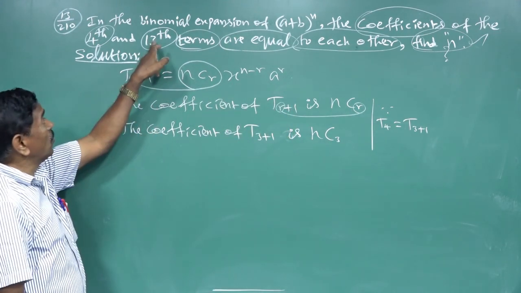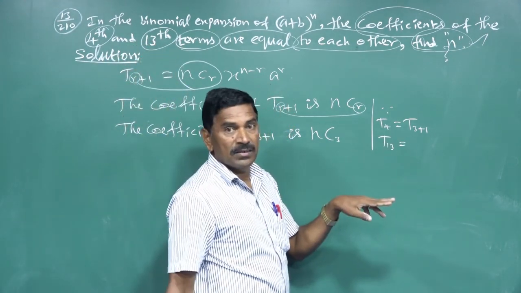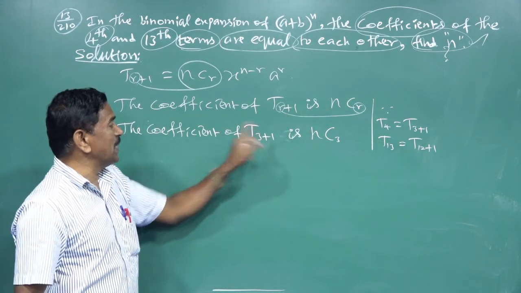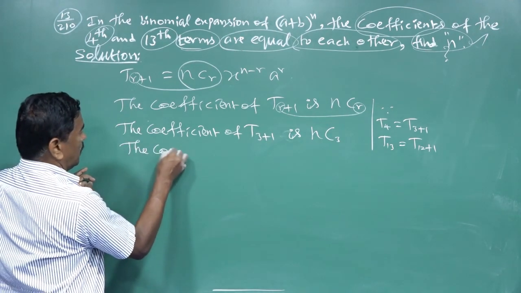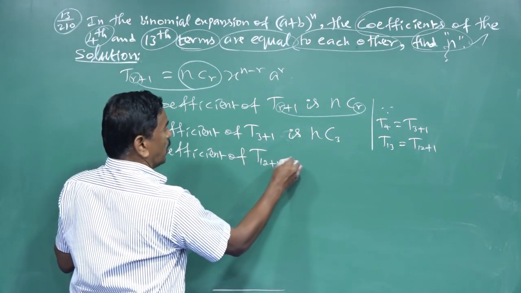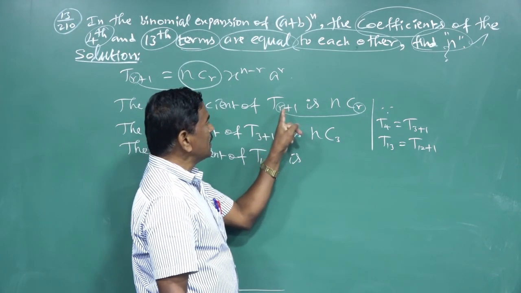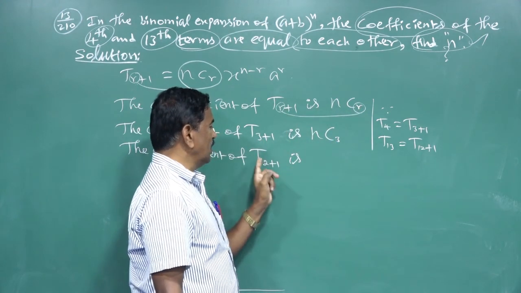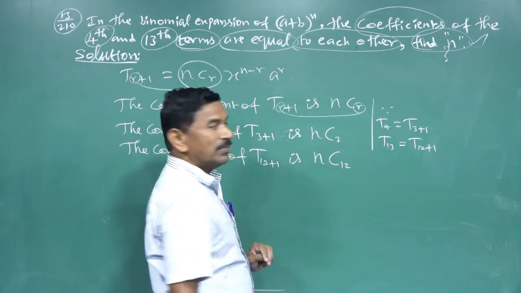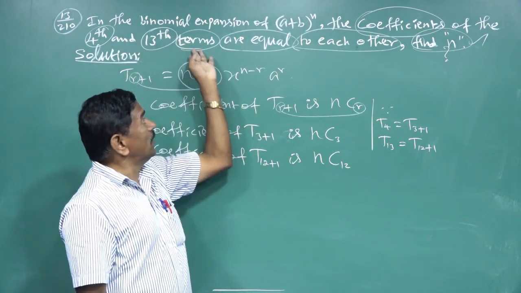Similarly, now T13. T13 is equal to T(12+1). Now the coefficient of T(12+1) is, here r plus 1, so C r; 3 plus 1, so C3; 12 plus 1, so C12, where n is fixed. So it is nC12.